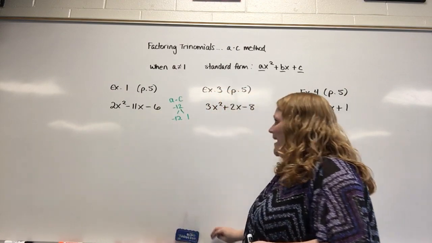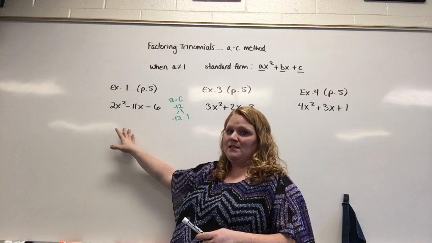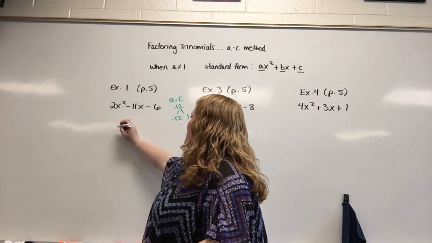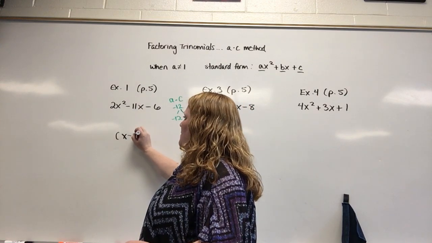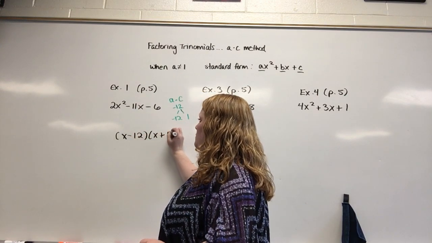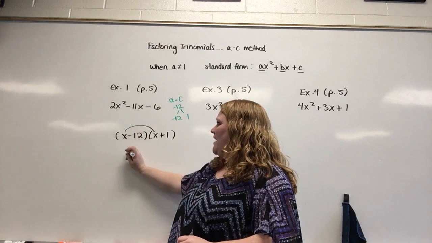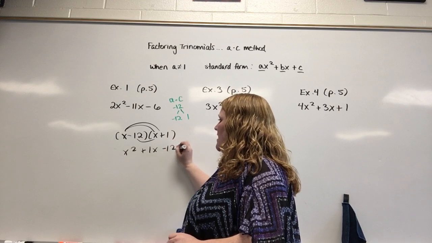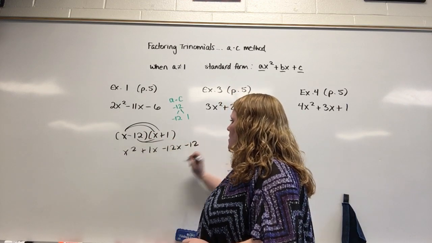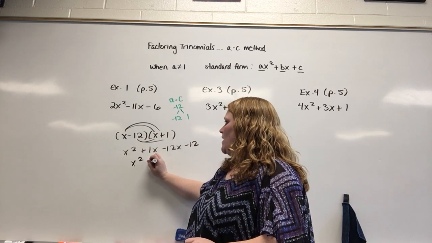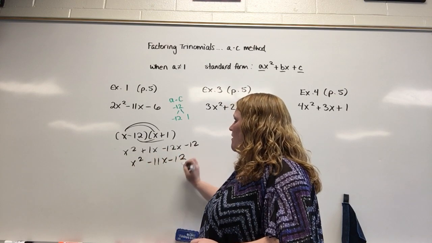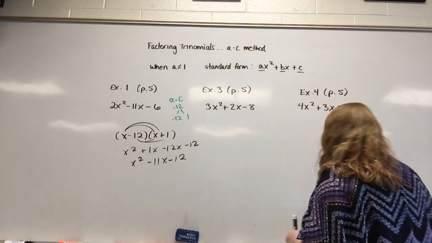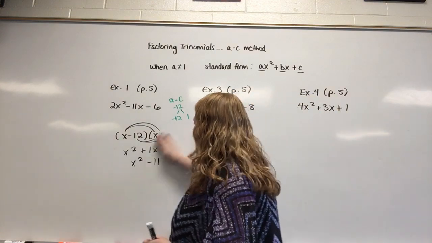Now, we cannot just go straight into parentheses here, because if we did, don't write this because it's going to be wrong. If I went straight into parentheses, I would have said x minus 12, x plus 1. Well, if I multiply that, I get x squared, 1x, negative 12x, and a minus 12. Well, when I combine like terms, x squared minus 11x minus 12, that's not the same thing I started with. So we can't go straight into parentheses. All right, so we have to do something else.